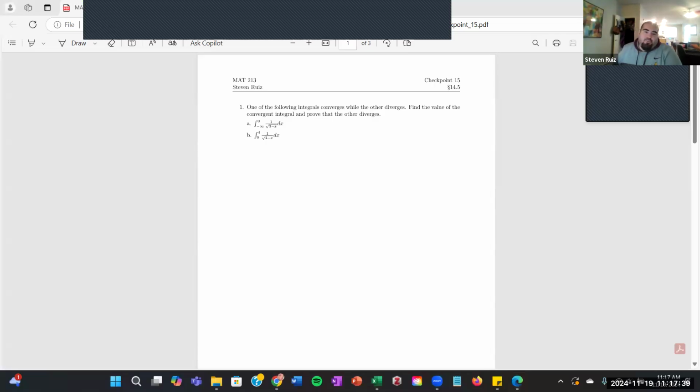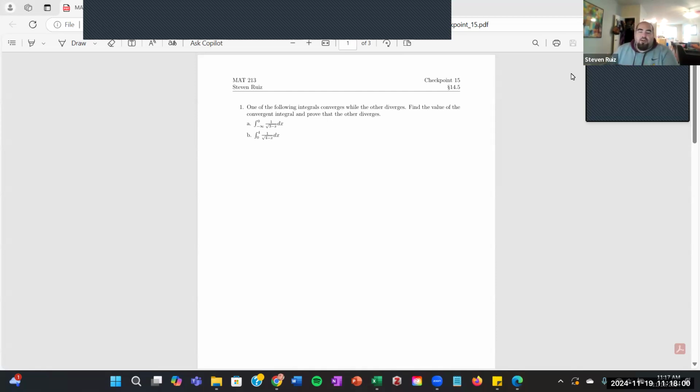All right, let's take a look at checkpoint 15. So this module is all about improper integration. That can mean a couple of different things, so we're going to talk about both those cases with this first question here. So part A, this interval that we're integrating over is infinitely wide. It goes from negative infinity to zero.